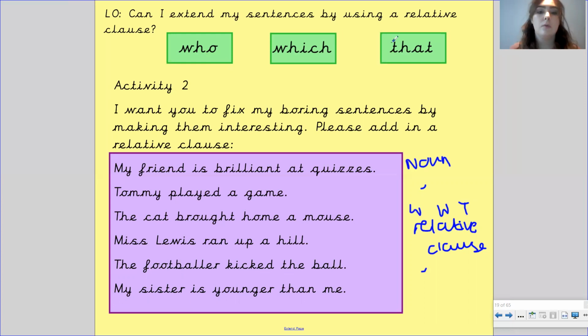Please make sure that you are using at least one of each. I don't want to see all of them being whos or all of them being whiches, all of them being that's. And also when you are writing, please make sure that you are using your capital letters in the right places, your punctuation in the right places, and that your handwriting is cursive and neat. So if you are doing activity 2, please can you pause the video here?